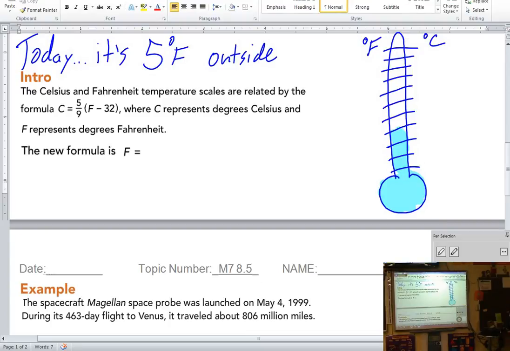Yesterday we ended talking about rental trucks, and today we're going to start talking about the temperature outside. When we woke up this morning, it was 5 degrees outside. Yeah. But 5 degrees what? Fahrenheit, right? Because we're in America and we decide to go with a scale that doesn't make any sense. Thank you, America.